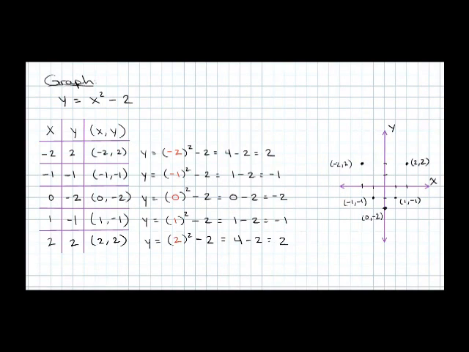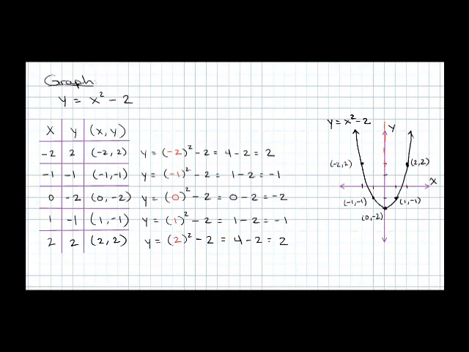Let's connect all of our ordered pairs and make our parabola. Make sure you put your little arrows pointing upward to show that it continues. It does not stop. And if for some reason you miss your points, just make your points a little larger. And it looks good. y is equal to x squared minus 2. There's the graph.